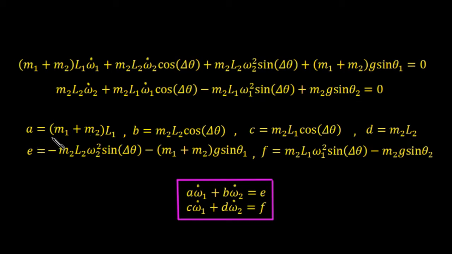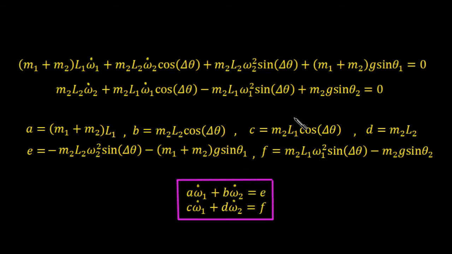So if we let a equal m1 plus m2 times L1, that's this term here, we'll be left with the omega 1 dot, so that's the first part of the simultaneous equation. And if we let b equal m2L2 cos delta theta, then we'll have the omega 2 dot, so that will be b times omega 2 dot. Now if we take what's left over here and move it over to the right hand side, then we'll have the minus of this and the minus of that, and we can call that term E.